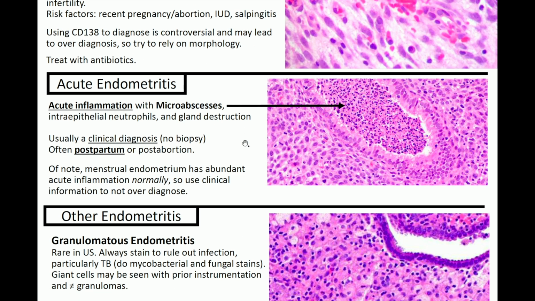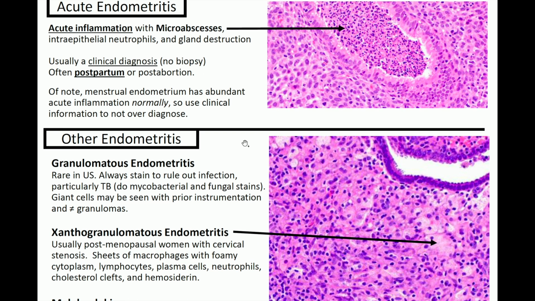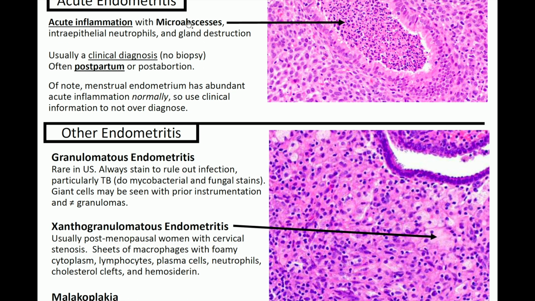Next up, we've got acute endometritis. As the name would suggest, you're going to have acute inflammation with microabscesses, intraepithelial neutrophils, and gland destruction. This is usually a clinical diagnosis, not biopsy. It often occurs postpartum or post-abortion when you have retention of some material. Of note, the menstrual endometrium has abundant acute inflammation normally, so use clinical information to not overdiagnose.